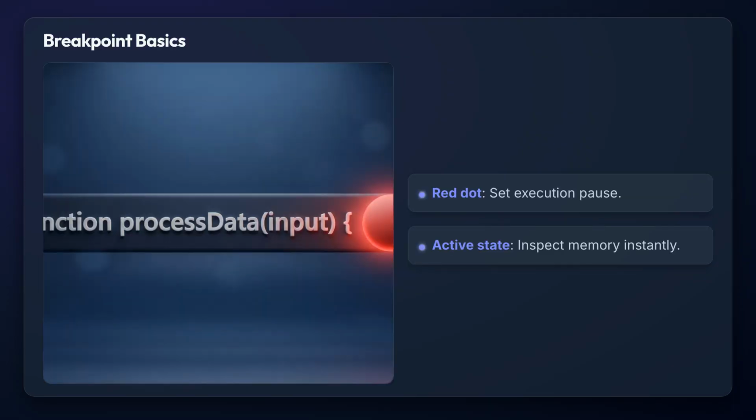To use the debugger, look at the margin to the left of your line numbers in VS Code. Click that space to place a small red dot. This is your breakpoint. When you run your script in debug mode, the computer will freeze at that specific line, letting you examine the state of your application exactly at that moment.